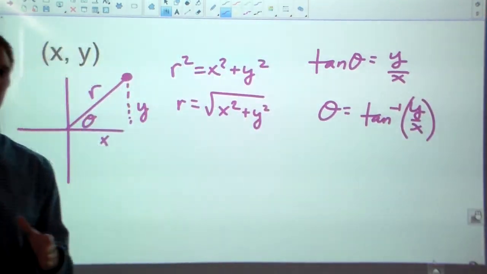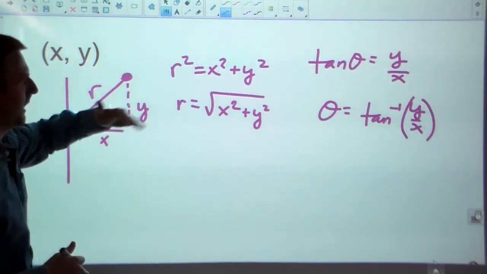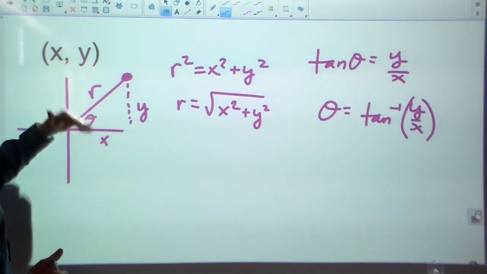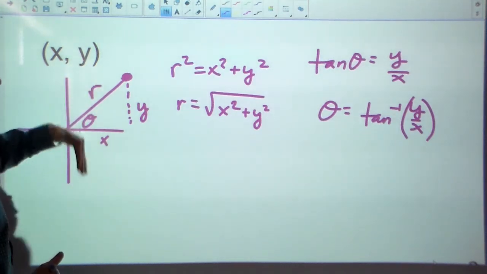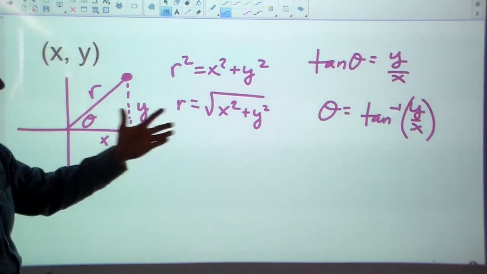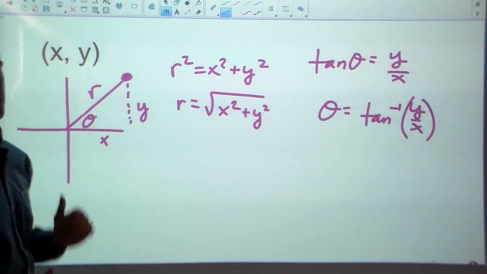You'll just have to be really careful to make sure you're in the correct quadrant. So remember, when you take arc tangent, it gives you an answer between negative pi over 2 and positive pi over 2. So if you're in the fourth or the first quadrant, you're good to go. If your angle's in the second or third quadrant, you're going to need to be a little more creative. You're going to need to add pi to whatever you get, and that'll put you in the correct spot.